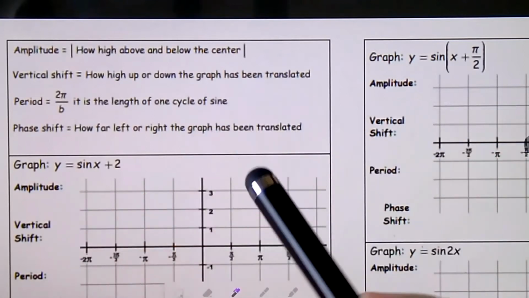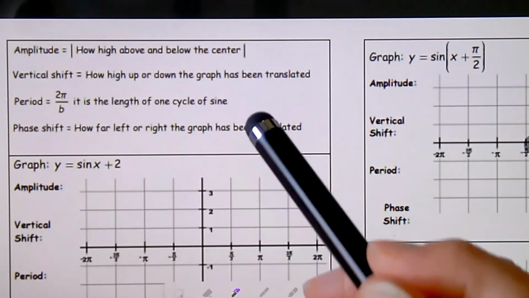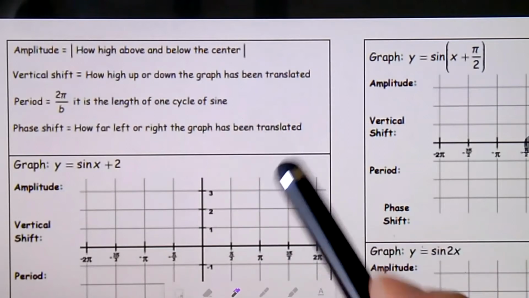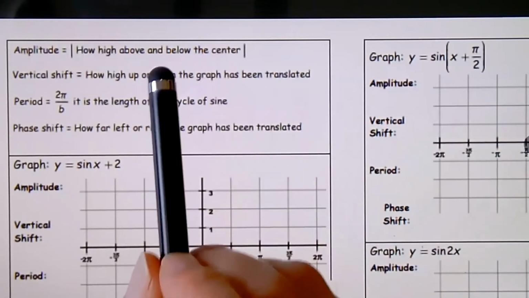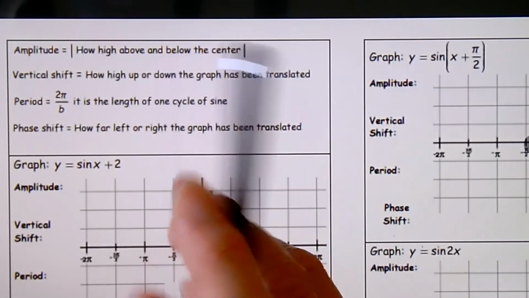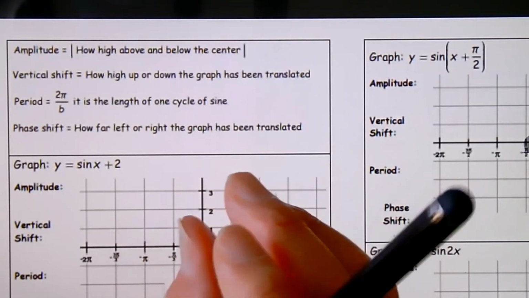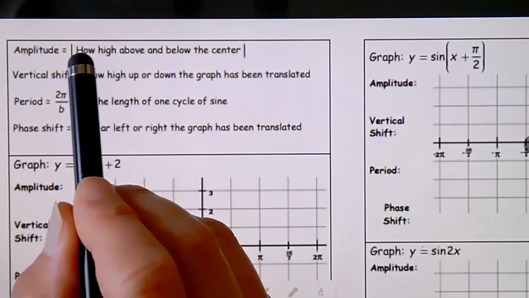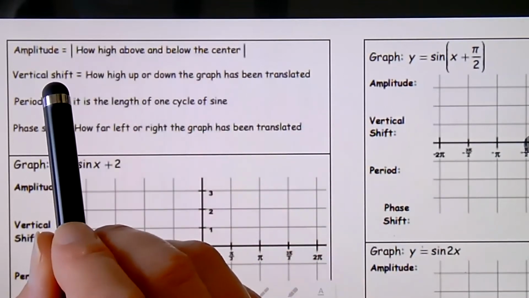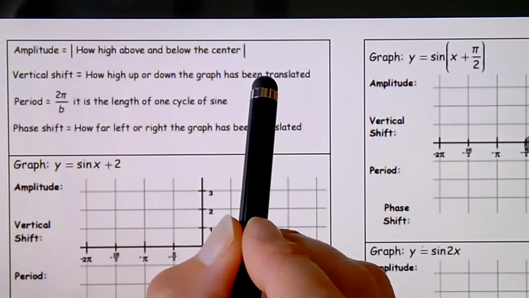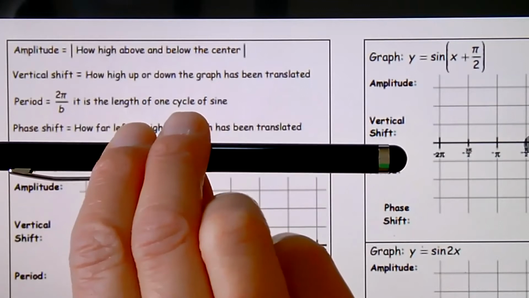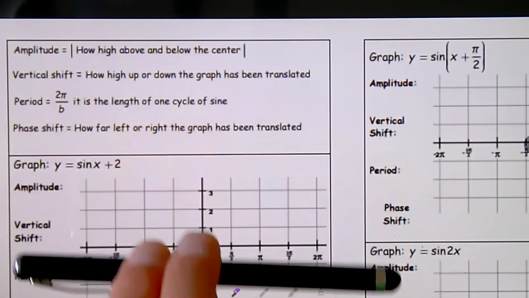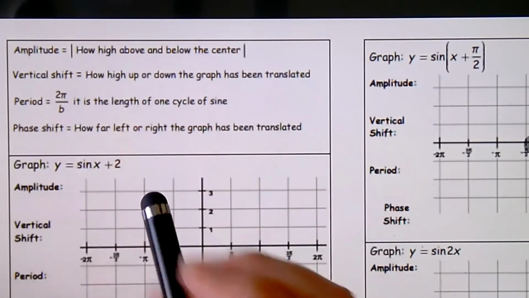So we don't care about it being a positive or negative amplitude, except for when we're going to start somewhere and graph from there. We care about how high above or below without it being a positive or negative. Just think of it as the positive. So in absolute value, vertical shift is how high up or down the graph has been translated. And it's going to take that yellow line I just drew and move that whole center, which would have my zeros on it, up or down.